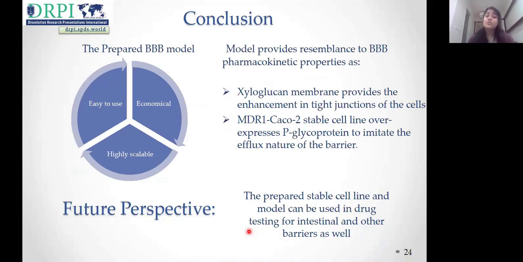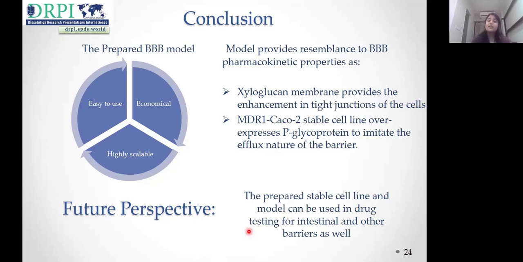So to conclude, I can say that the prepared model is very easy to use, economical and highly scalable, since it includes only one cell line to be used, that is the stable cell line, which is also mimicking the pharmacokinetic properties, and the xyloglucan based membrane also provides the enhancement in the tight junctions. So it is a very simple to use model, which is highly scalable, highly economical.